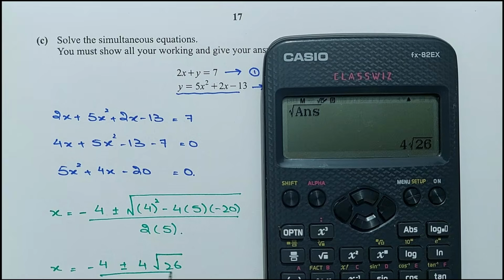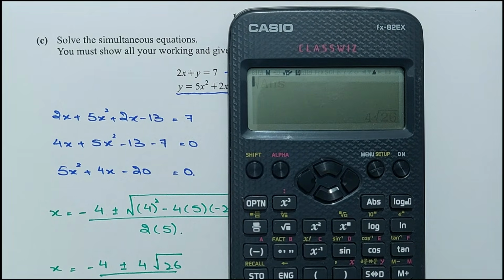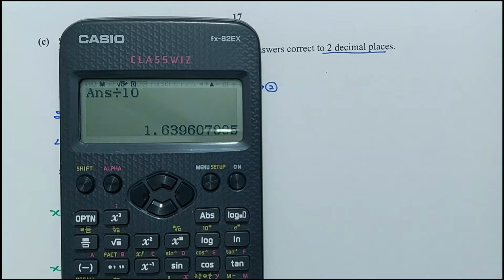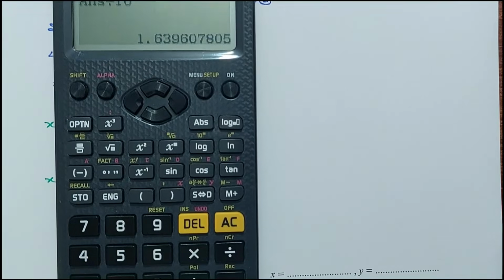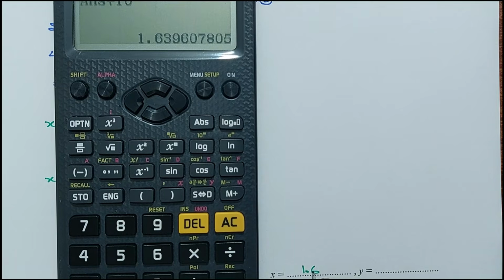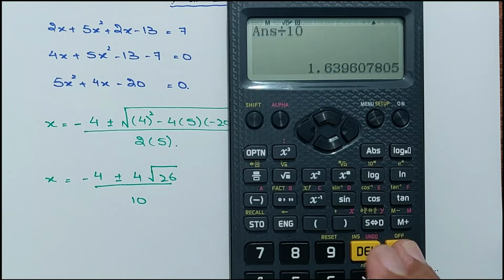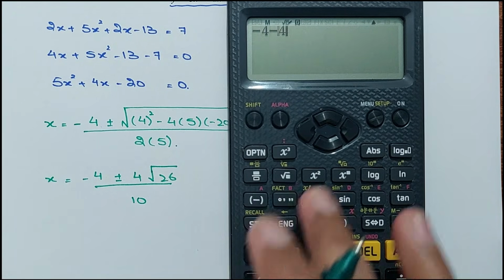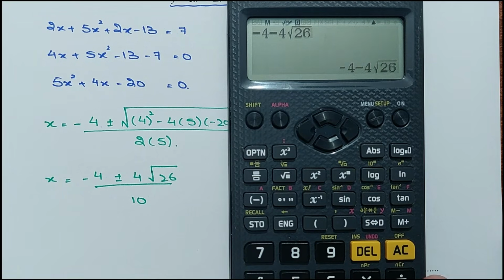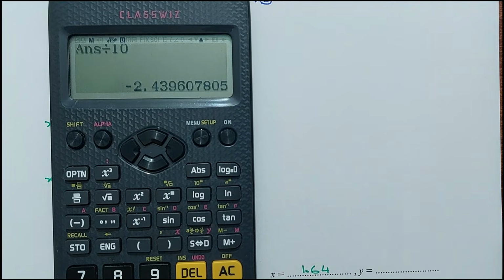2 times 5 is 10. Right. So let me simplify. Minus 4 plus 4 square root of 26 over 10. This is 1.639, up to 2 decimal place 1.64. Right, and the second is minus 4 minus 4 square root of 26 divided by 10. This is minus 2.44.